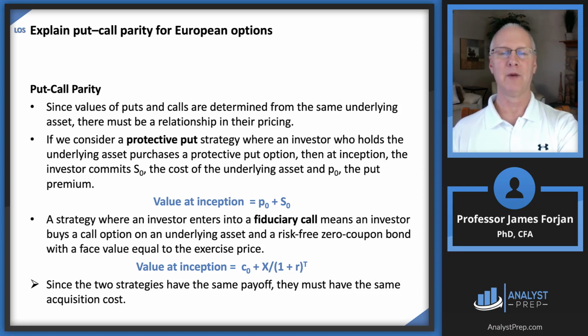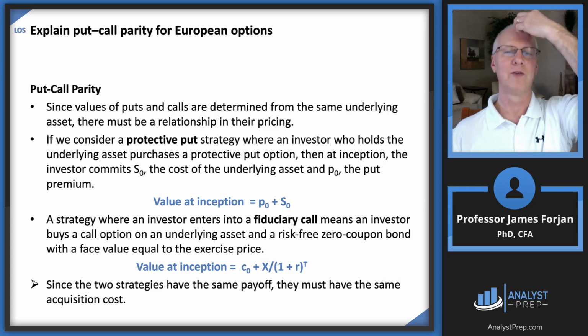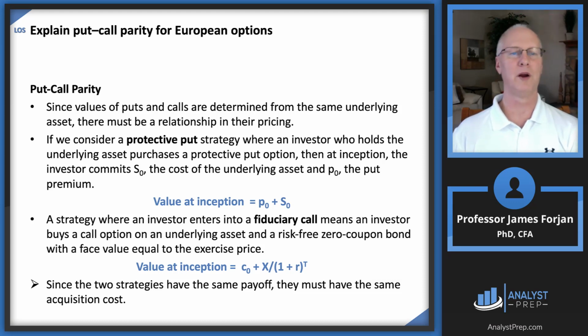Remember back in the beginning, we had the Apple and we had the bank loan or bank deposit and we had the forward contract. What put-call parity simply says is there has to be equilibrium between and among these different markets. If you don't like what's going on in one market, if you want to buy a share of stock, you can replicate that payoff in another market. Put-call parity relies on efficiency and arbitrage between and among all of these markets. So what do I have written in that first bullet point? Since values of puts and calls are determined from the same underlying asset, there must be a relationship in their pricing. This is called put-call parity.